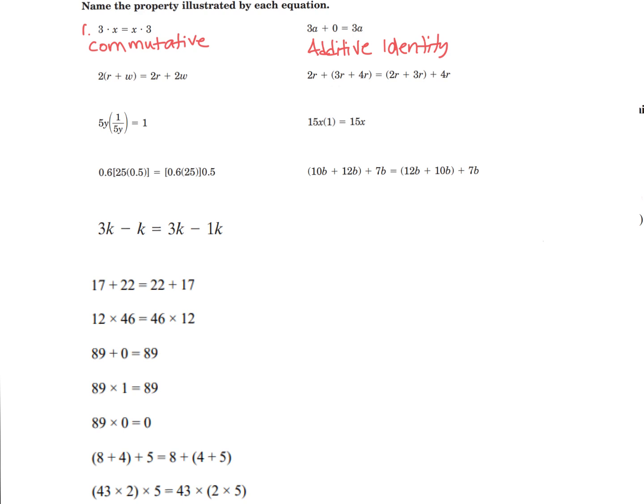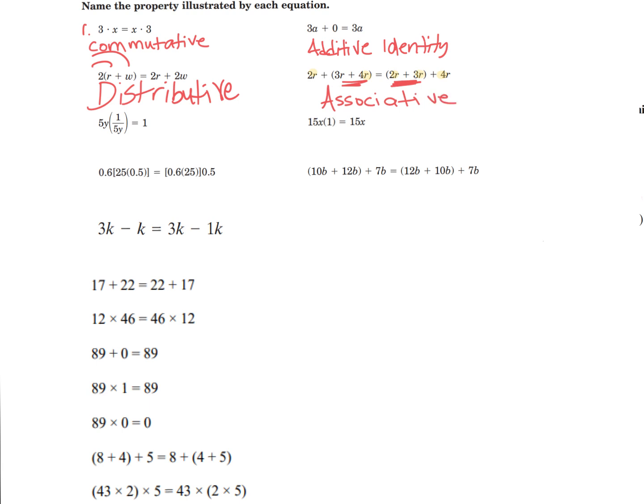Next we have, looking at this paper, we see that the 2 is being distributed, so this is the distributive property. And we don't have to write the word property. For my next problem, please notice that 2R, 3R, 4R, 2R, 3R, 4R, they are in the same order on each side of the equal sign. The grouping of 3R and 4R is rearranged and the grouping becomes 2R plus 3R. That is the associative property.